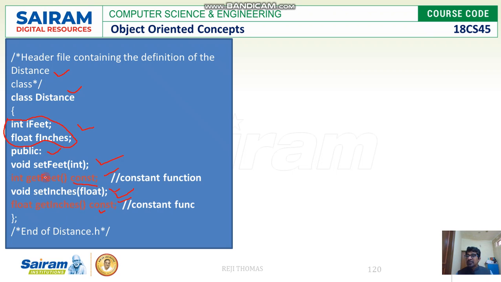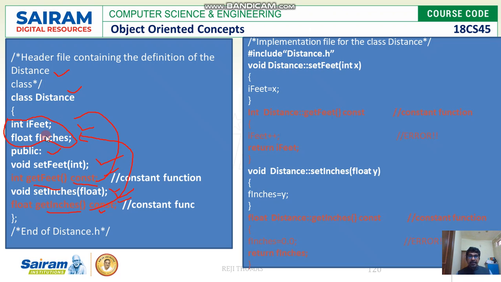The meaning is your functions getFeet and getInches cannot change these values. What are the values? Member data or data members. Which are the functions? getFeet and getInches should not change these values, but they can use them. So let us see the complete program. This is the definition for the first one, which is going to define the first function, which is setFeet.